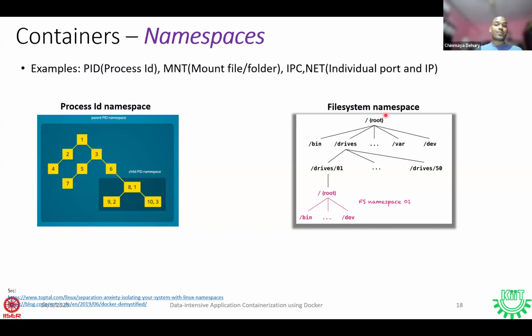If you look at the file system namespaces, then usually you'll have the root file system, and within that root you'll have bin, drives, var, dev, and some other folders, in the Linux system I'm saying. Inside the drive, you'll have a /01 directory, and inside that directory you might again have the same file system, for example root, bin, dev, and all this directory structure. For this bin, the root is only this one, and any other folders or directories cannot see beyond this root file system. So this is how your file system namespace actually works.